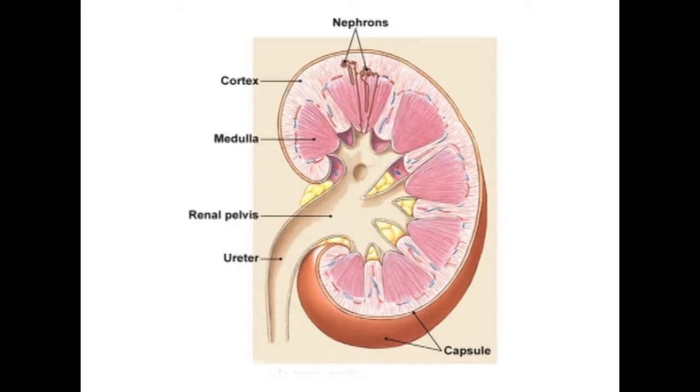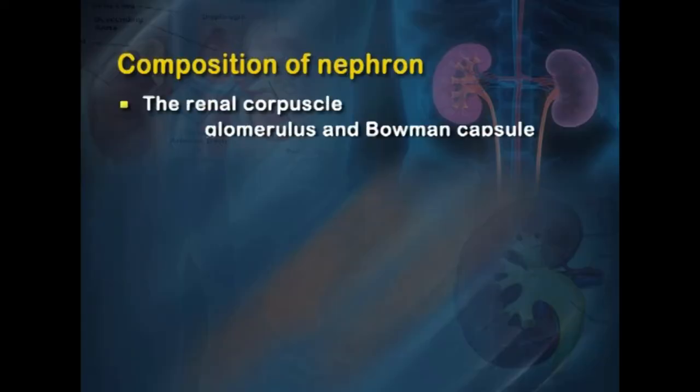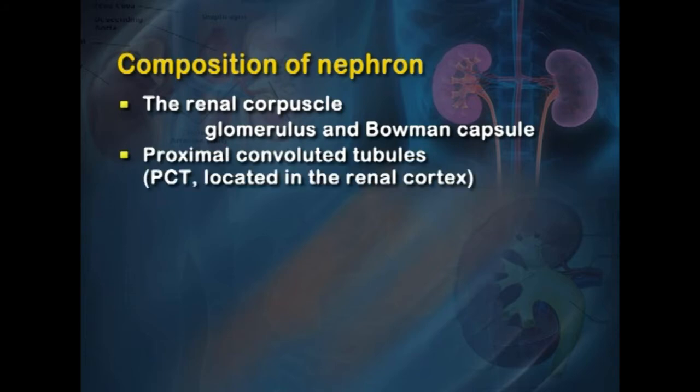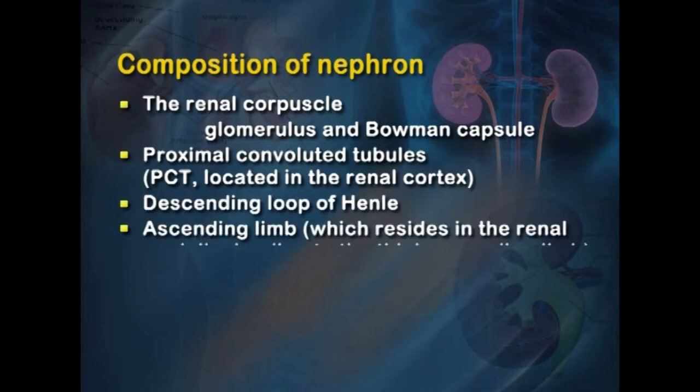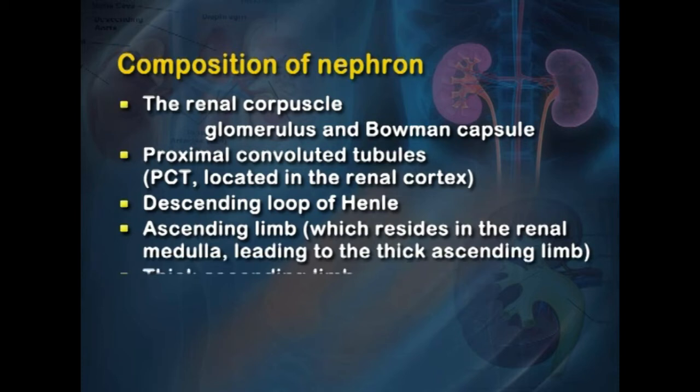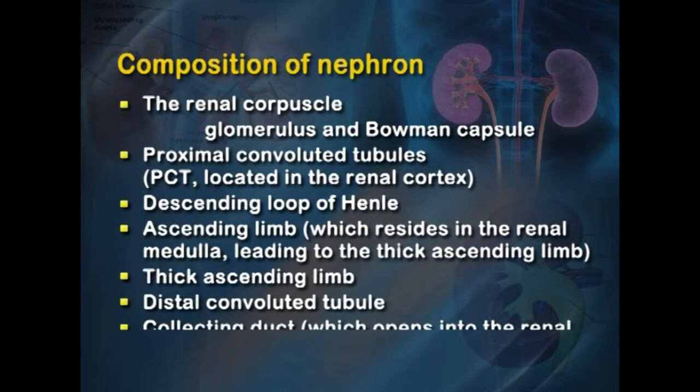The functional renal unit is the nephron. It is composed of the renal corpuscle, glomerulus and the Bowman's capsule. It has a proximal convoluted tubule, very often abbreviated as PCT, which is located in the renal cortex. It has a descending loop of Henle and an ascending limb which resides in the renal medulla, leading to the thick ascending limb. It has a distal convoluted tubule, very often abbreviated as DCT, and there is a collecting duct which opens in the renal papilla.